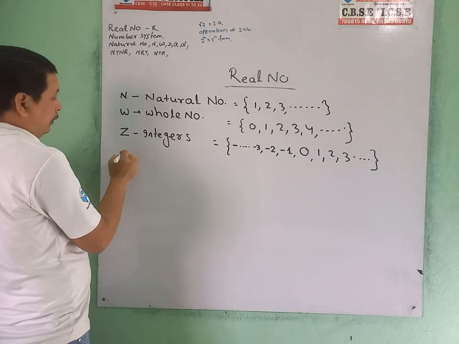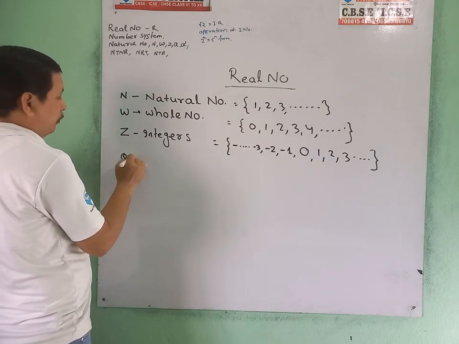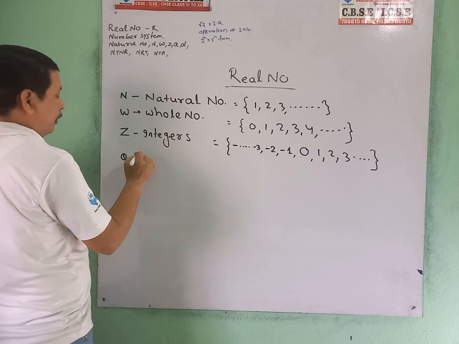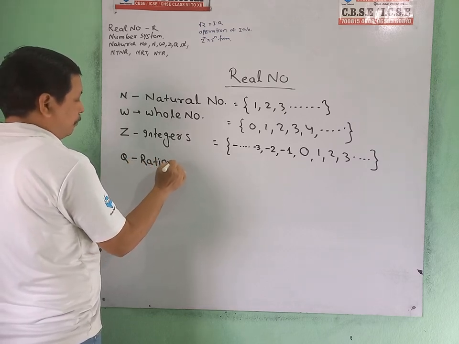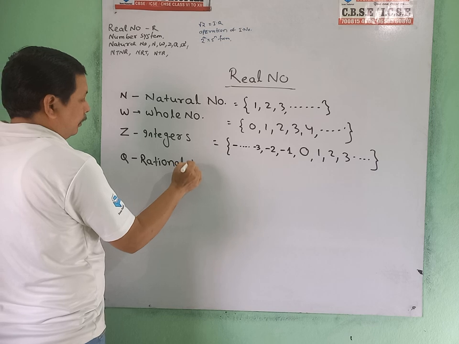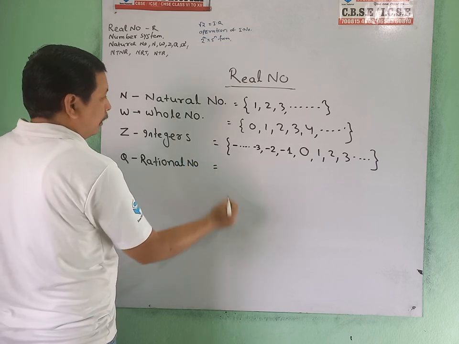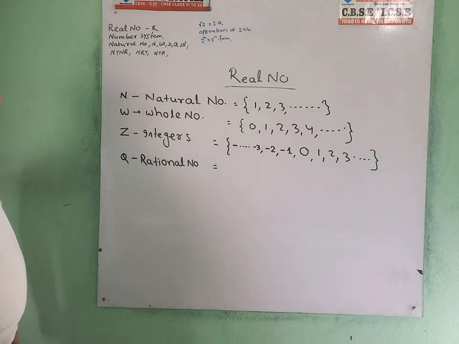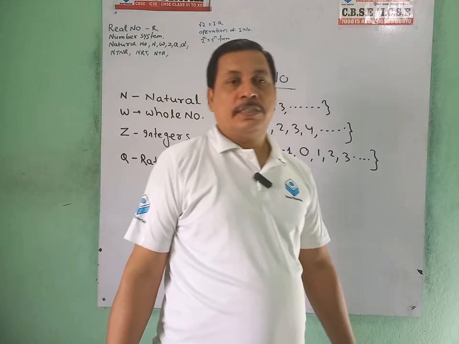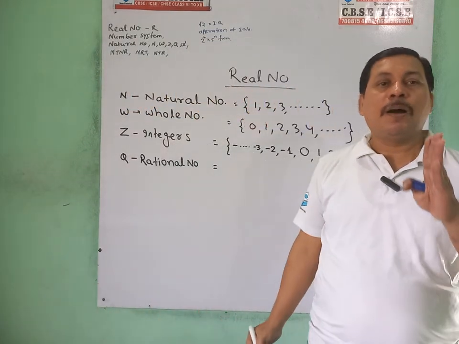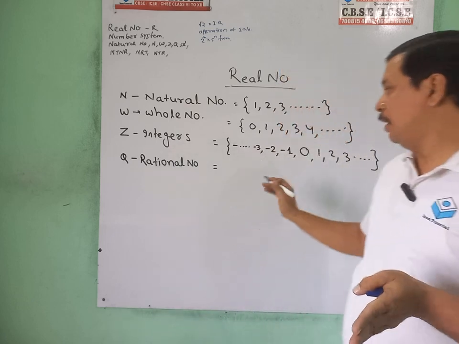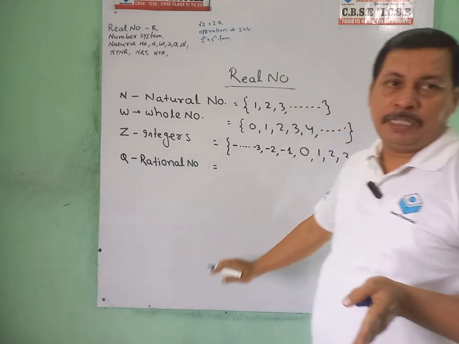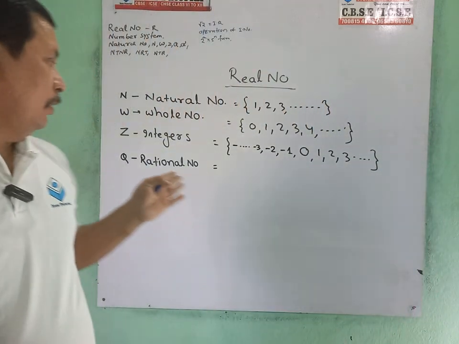Then Z, then Q. This is what? Q stands for rational number. Is it clear? Q stands for rational number. So what is a rational number? Any number in the form of p by q is known as a rational number. Is it clear? Okay. So continue.